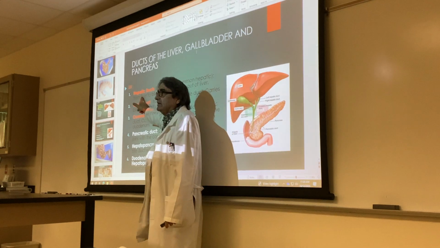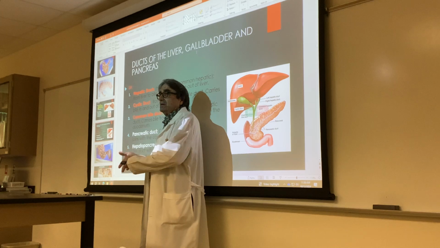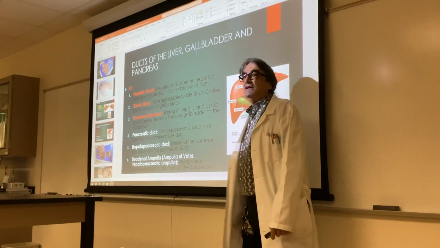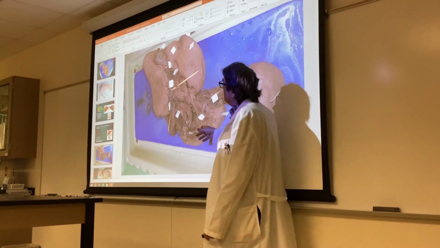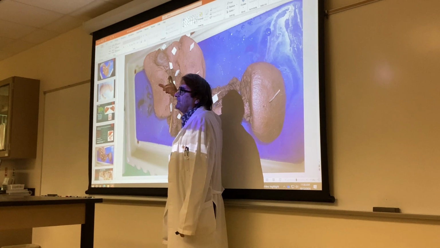So the hepatic duct is the one that comes out of the liver. The cystic duct is the one that comes out of the gallbladder. They come together. Common bile duct. Well, that's a good name for it. I would even name it that. That's easy. So there they are on the specimen. Gallbladder, coming off the gallbladder, cystic duct.